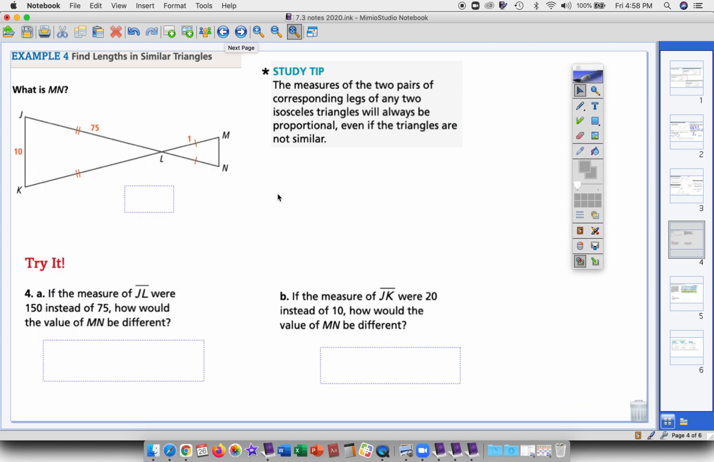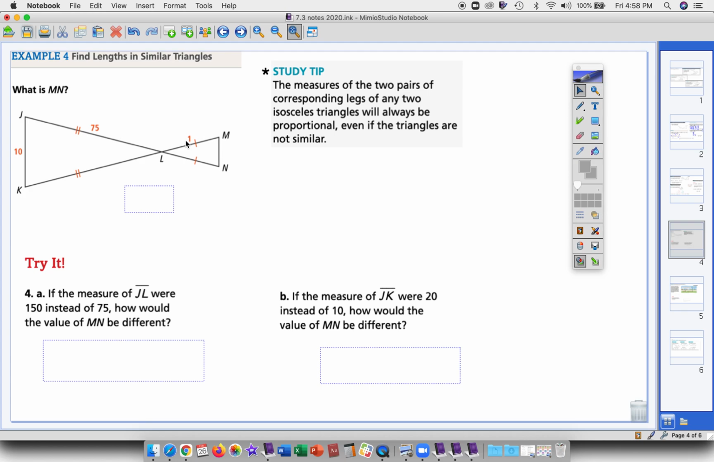Example 4. Okay, so here you're asked to figure out what is MN. So finding lengths in similar triangles. So you may be looking at this and saying, well, there's really not a lot of information given here. We've got the 75 and the 10. We're asked to figure out MN, which corresponds to the 10.